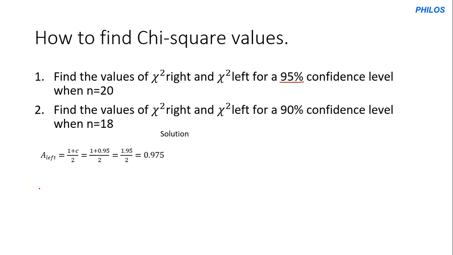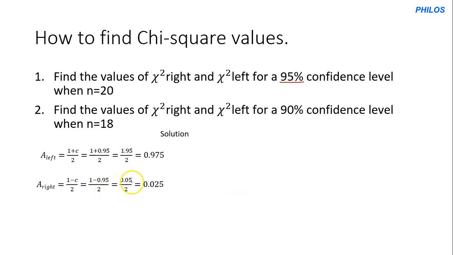So after getting the area to the left, then you find the area to the right. Area to the right should be (1 - c) divided by 2. And that will be 1 minus, the confidence is 0.95. So (1 - 0.95) divided by 2.